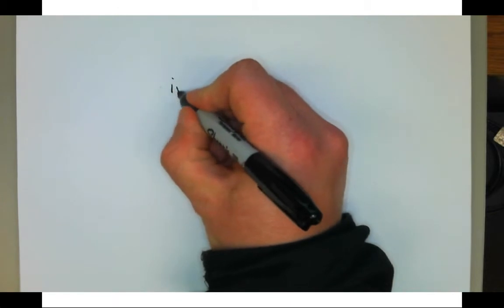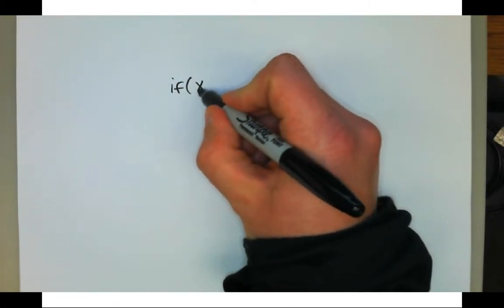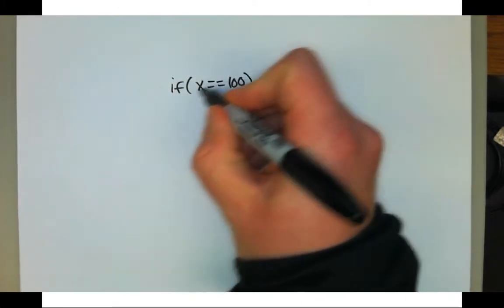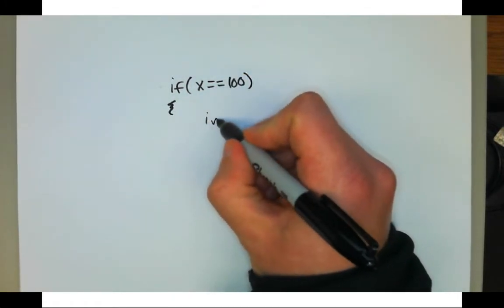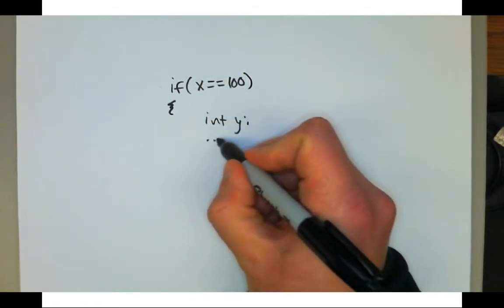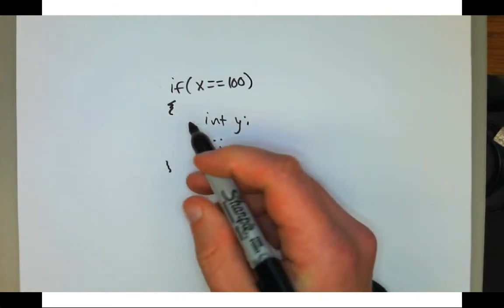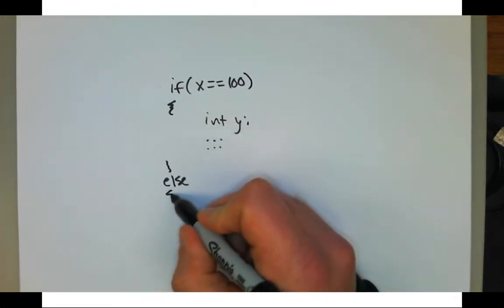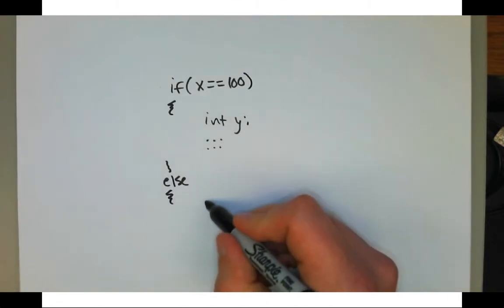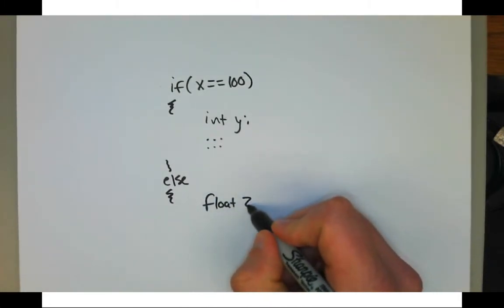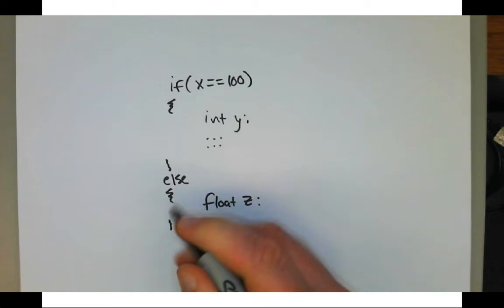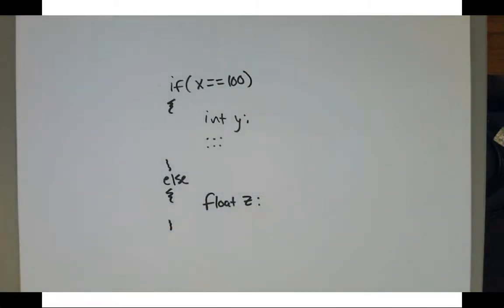So if we had something like this, we never need both y and z, so why set aside memory for both of them? Right? So why make y and z global variables if we know we're only going to use one of them?